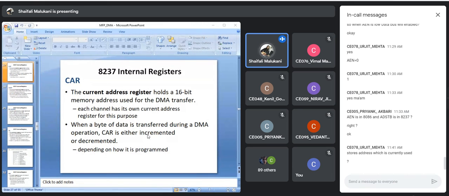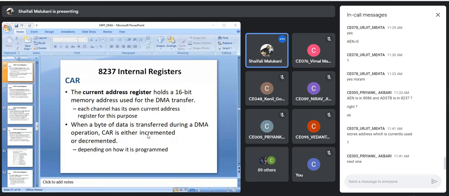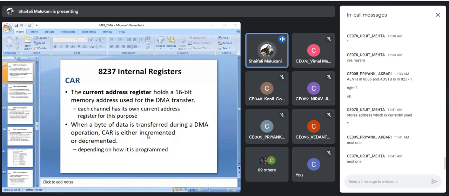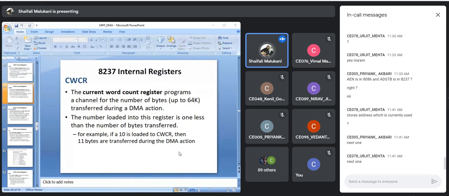It is pointing to the current one. Currently, whatever memory you have read, what will you do next? You will go for the next one. It can be an incrementer or a decrementer, right? You have to increment that current address, or you have to decrement it. So depending on how it is programmed, you have to program whether to increment or decrement.